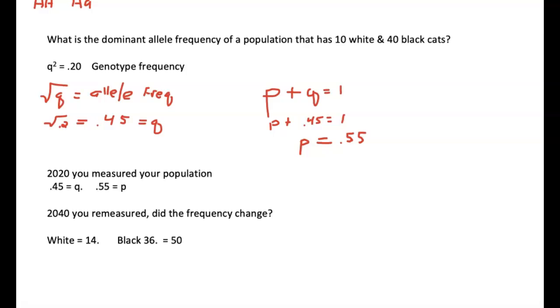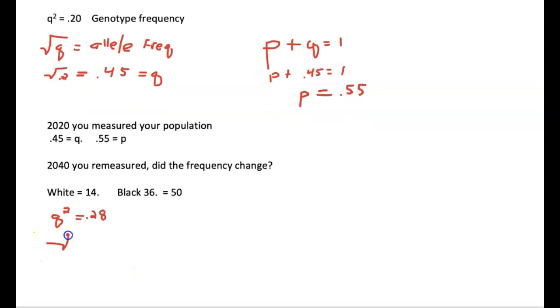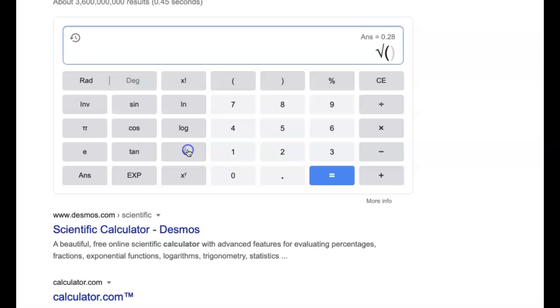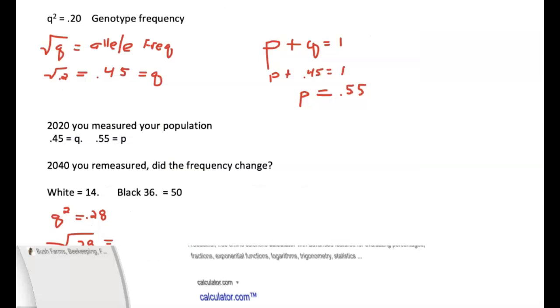0.28. So I come back here and I'm going to say, okay, q squared equals 0.28. Let me take the square root of 0.28. Cannot do this in my head. So I'm back here, square root of 0.28. We're going to round again, 0.53.